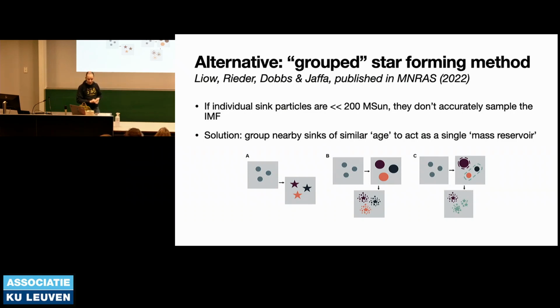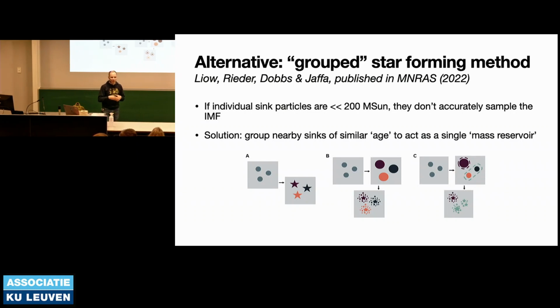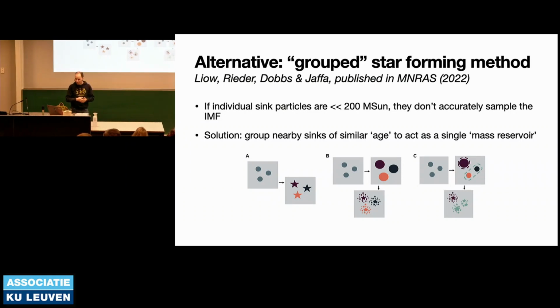We also developed an alternative to this. The method that I was just describing tends to work well if you have sinks that can accrete up to at least 200 solar masses or more. If your sinks would accrete significantly less than that, because they have smaller accretion radii, then you run into a problem that you can't form massive stars anymore, or not enough.